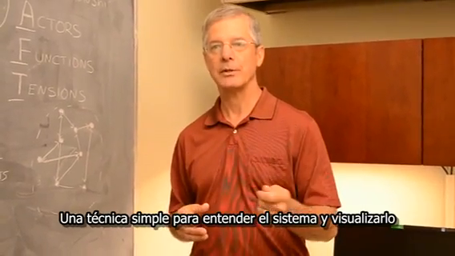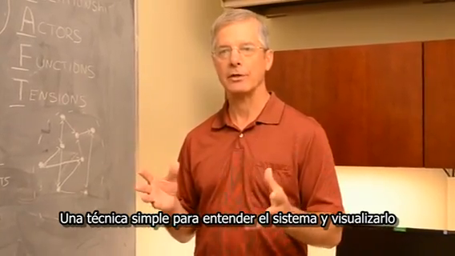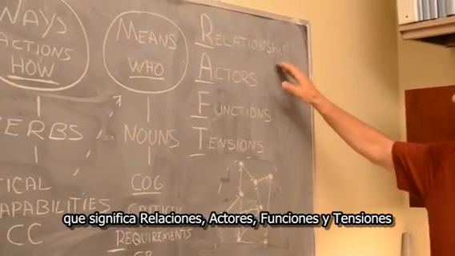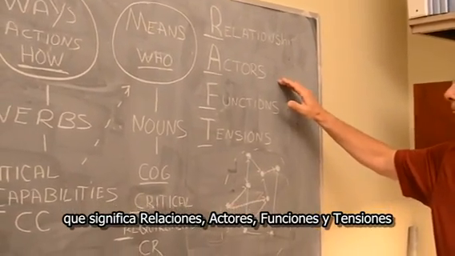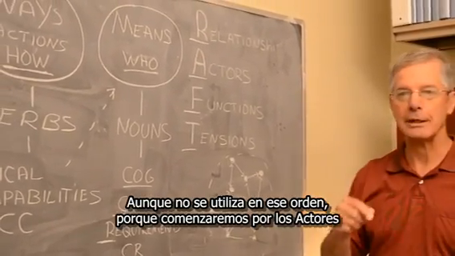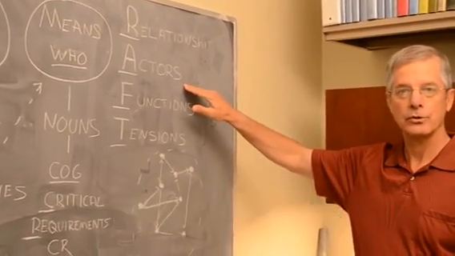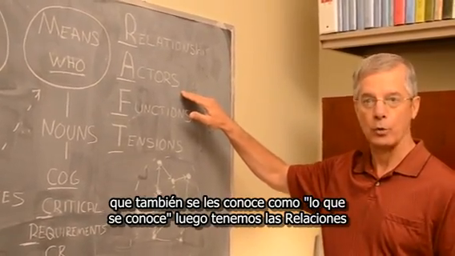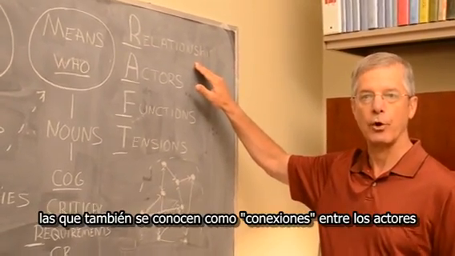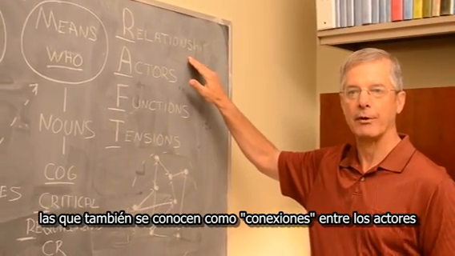Now, a fairly simple technique for understanding the system and to visualize it is the RAFT method. It stands for relationships, actors, functions, and tensions. Now, we actually use it slightly out of order, and we start with actors, which is also known as nodes. Then we have the relationships, which are also known as links. And these are the connections between the various actors.